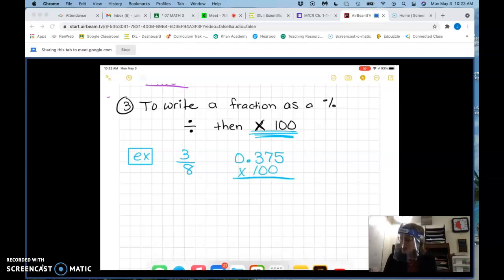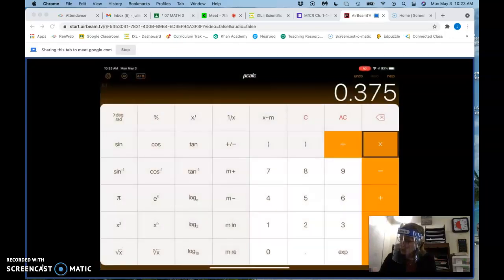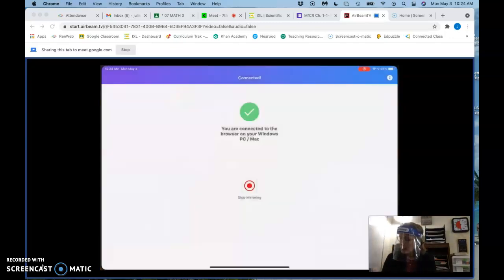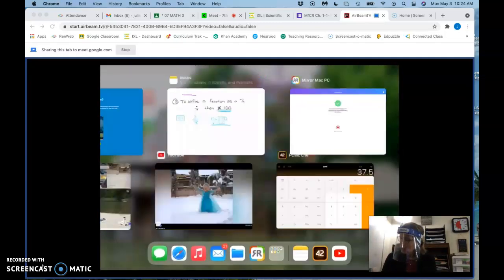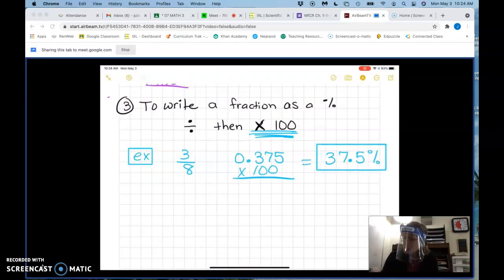So let's go back now. Multiply it by 100. Ooh, I got a decimal for my percent this time, but that's okay. I just write the whole thing with the percent sign. All right, and that is writing a fraction as a percent.